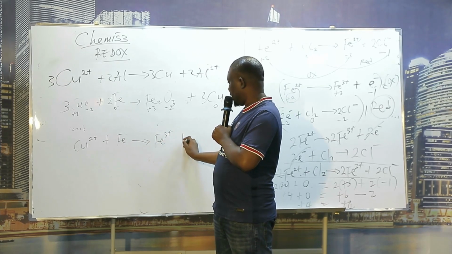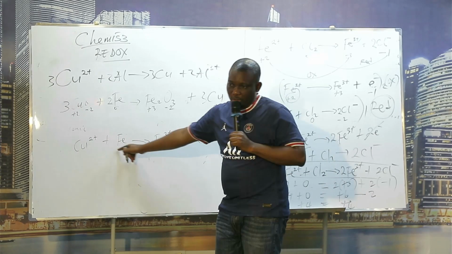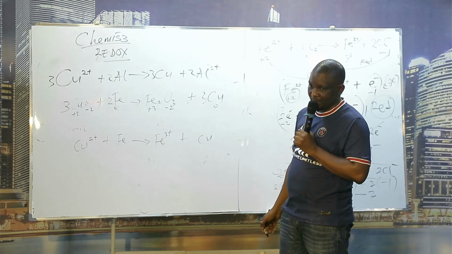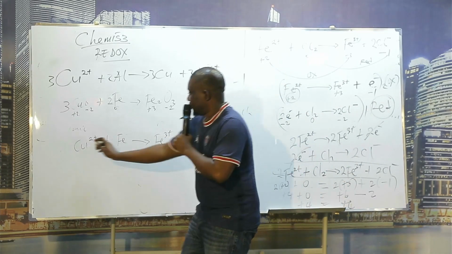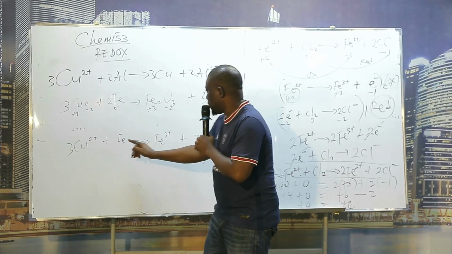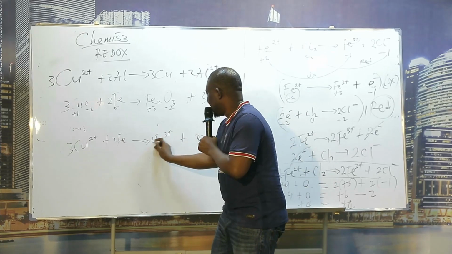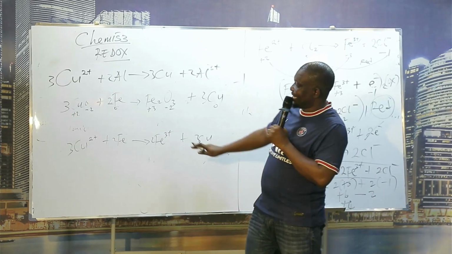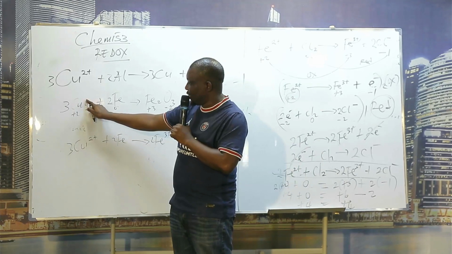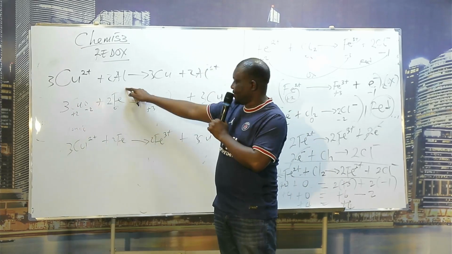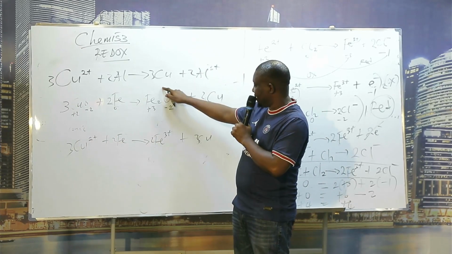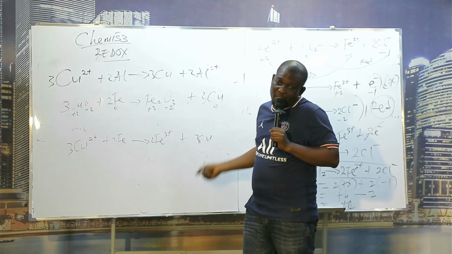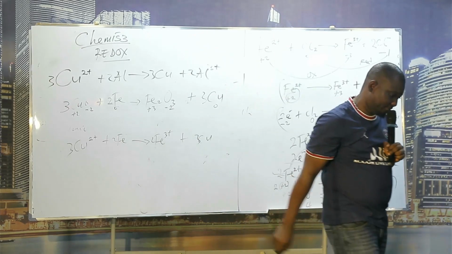So this becomes Fe3+ plus Cu. Use the redox reaction to balance this. The 3 goes to copper, the 2 goes to iron. Then go back to the equation. This and this are the same. This and this are the same. Equation is what? Balanced.